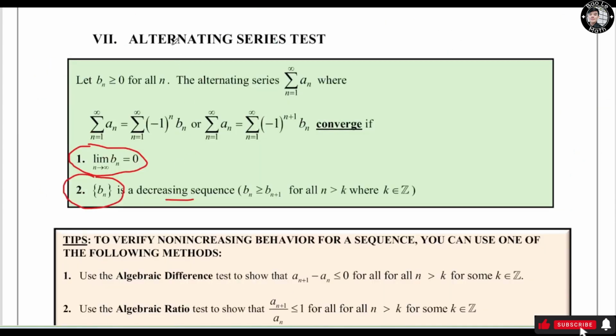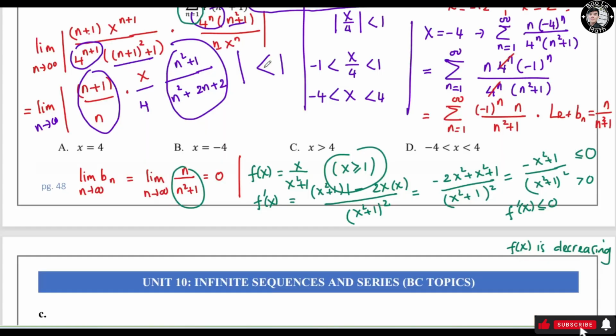Alright, so using the alternating series test, the first and the second conditions are satisfied. So then the series converges. So s equals negative 4 works.